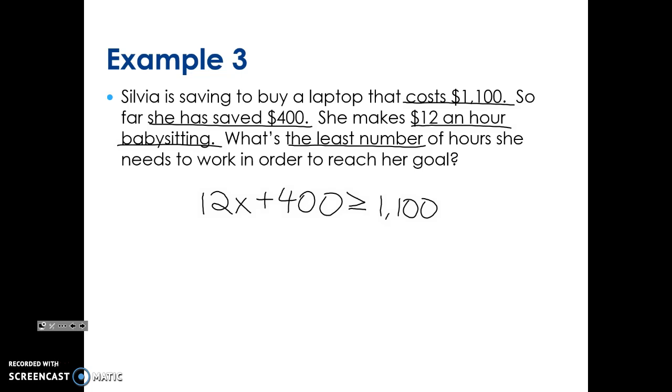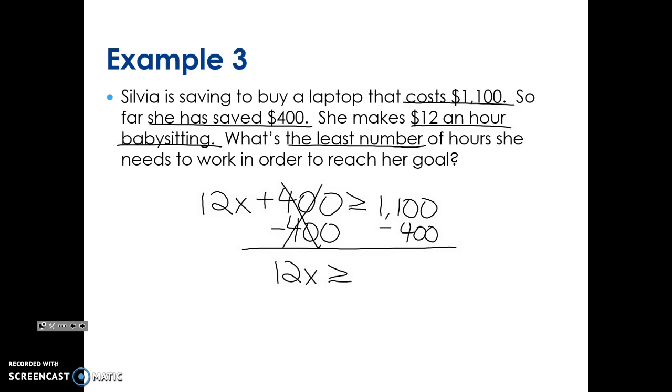Now to solve the problem, we're basically going to do a two-step equation here. Subtract 400 from both sides. The 400s will cancel out. That's going to leave me 12x is greater than or equal to 1,100 minus 400, which is 700. Divide both sides by 12. The 12s are going to cancel out. And then in this case, I'm going to get x is greater than or equal to 700 divided by 12. And when I look at the decimal answer for that, I'm going to get 58.3 repeating.